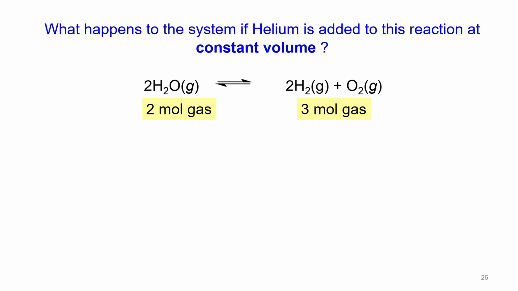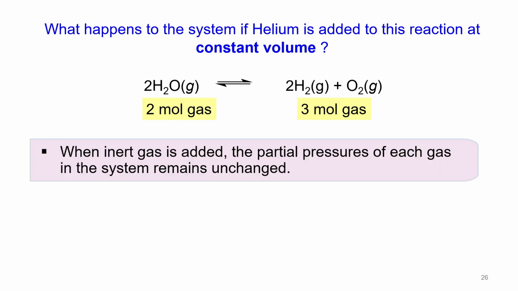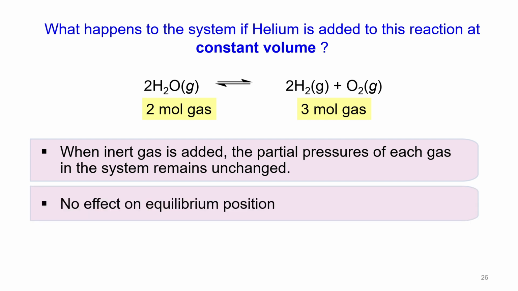Okay, so kalau constant volume, meaning that no change. When inert gas is added, the partial pressures for each gas in the system remains unchanged. So no effect on equilibrium position.